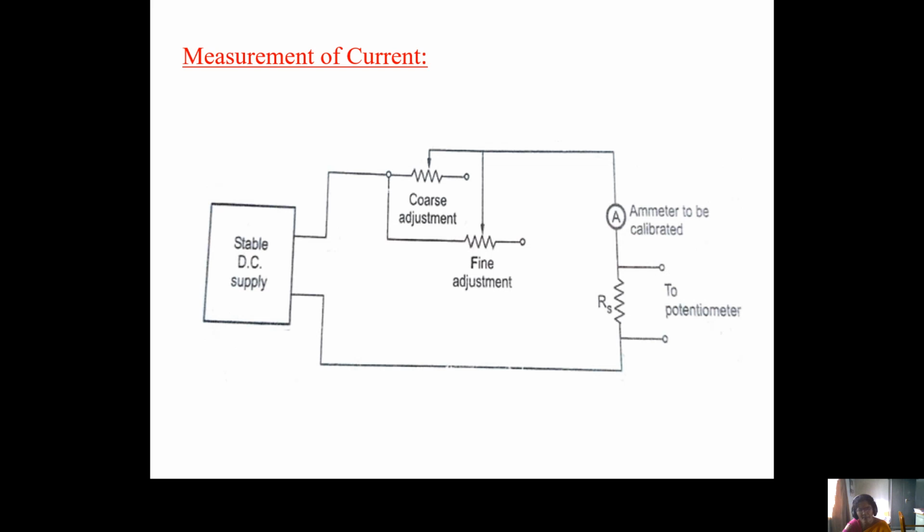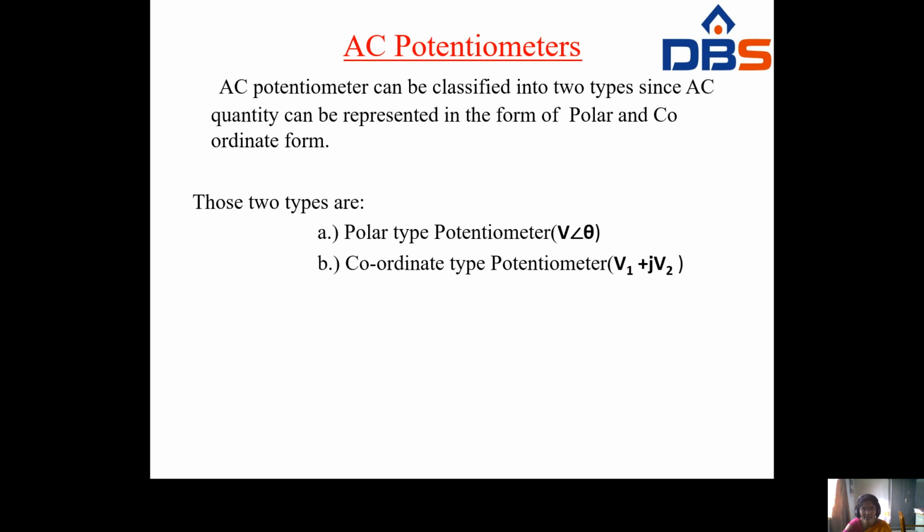Similarly, this same diagram is also applicable for the measurement of voltage. Up to now we have discussed the DC Crompton potentiometer. Next one is AC potentiometers. AC potentiometers are classified into two types, since an AC quantity can be represented in polar form and also coordinate form. Why? Because DC is expressed in only one notation, but an AC quantity can be represented in polar form and coordinate form.